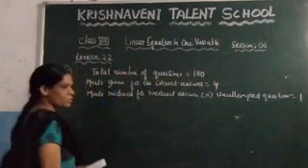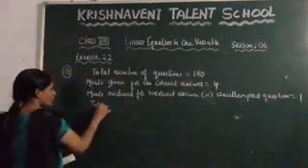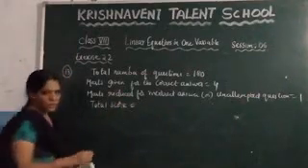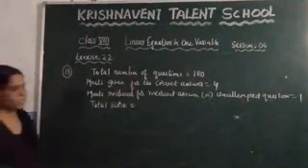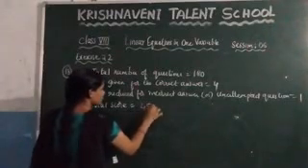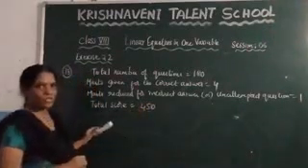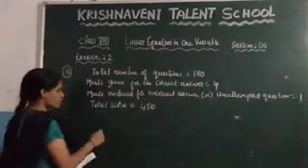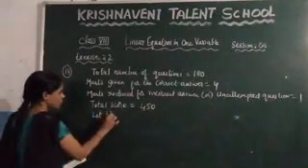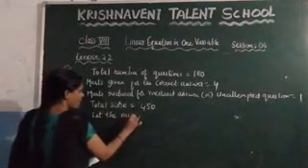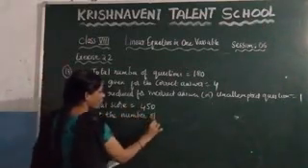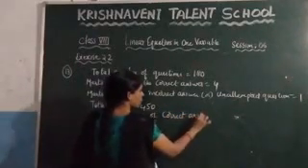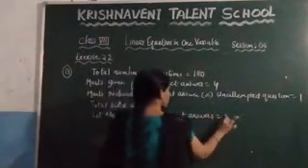So the total score, how much is the total score? The total score they got here is 450. Now here, based on this one, you need to find the number of correct answers. So let the number of correct answers is equal to x.